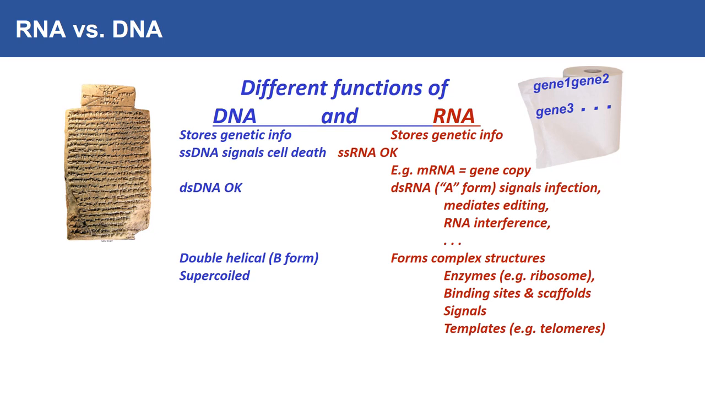There are many structures of RNA and they include different functions. They're important in enzymes, including the ribosome. They are important at binding sites in the scaffold. They're signals, and also they're templates for telomeres. So those are the important differences between RNA and DNA.